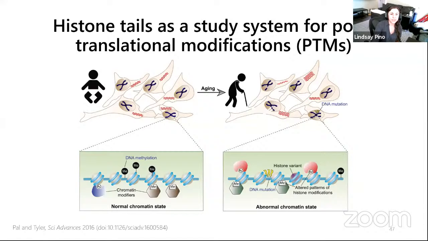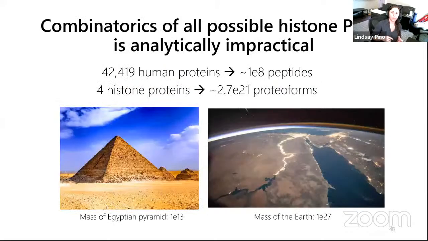Measuring histones themselves, there's really only the 4 canonical histone proteins that make up a nucleosome. But when you compare the complexity of those 4 proteins and all their possible PTMs, the problem becomes very large. For context, out of the 40,000 human proteins, there's about 1E8 peptides to search for the proteome. There's only 4 histone proteins, but when you take into account all of the combinatoric PTMs that are possible on them, this becomes as hard a problem as comparing the size of an Egyptian pyramid to the size of the entire Earth. So it's a very difficult problem.